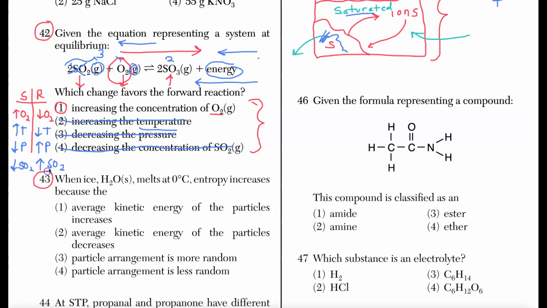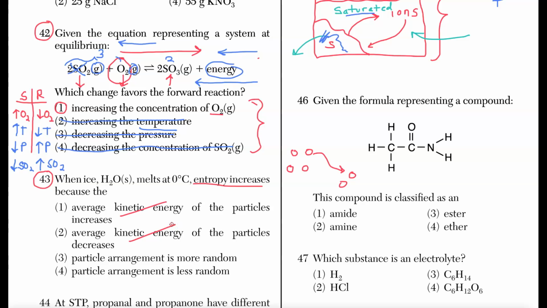Number 43. When ice melts, its entropy does what? Well, entropy is a measure of disorder or randomness. So a solid you should recognize has a regular repeating 3D arrangement that keeps going in all directions. And if it melts, it's going to come out of that order and become more disordered. Liquid molecules have more range of motion. Solids only do what? Wiggle in their fixed position. So entropy increases.